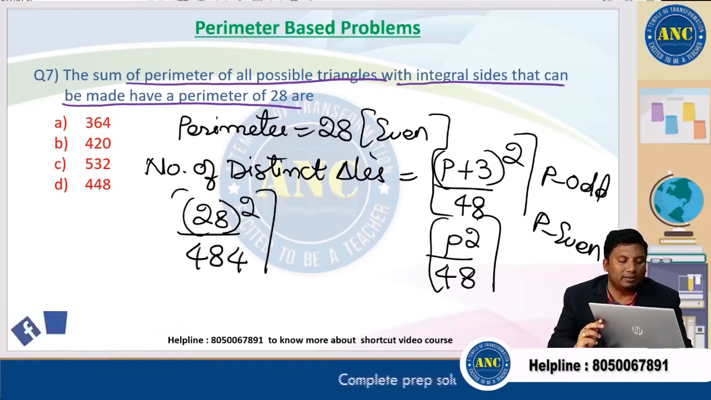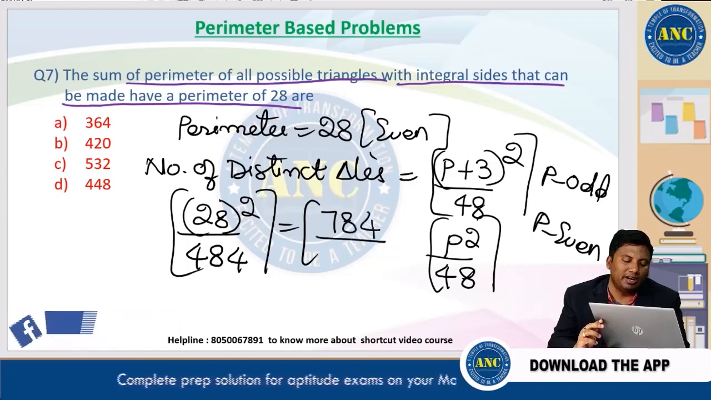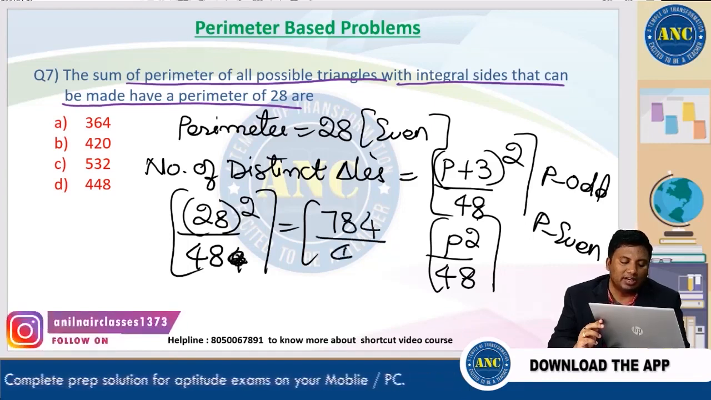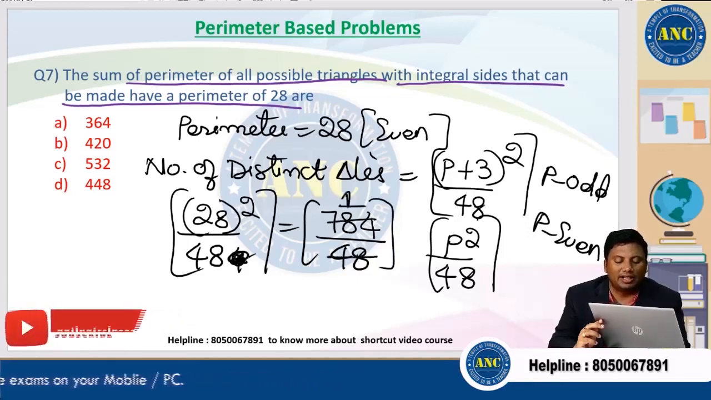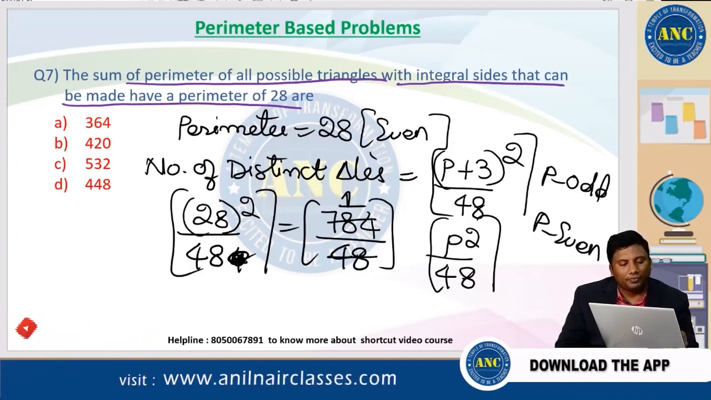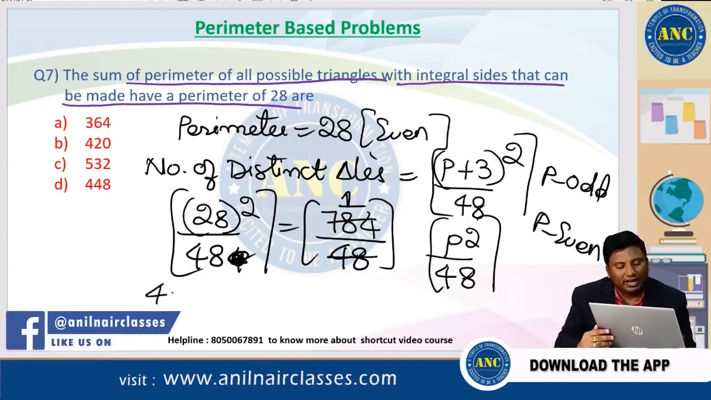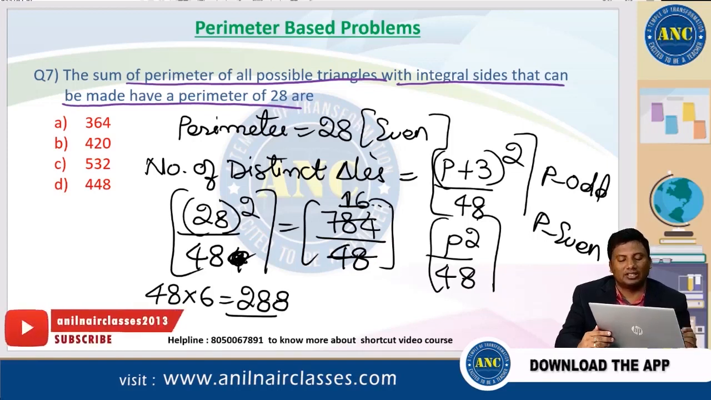28 square divided by 48, which is nothing but 784 divided by 48. 48 ones are 48, remainder 304. How much will it be? 48 sixes are 288. So it goes 16 point something, less than 0.5.